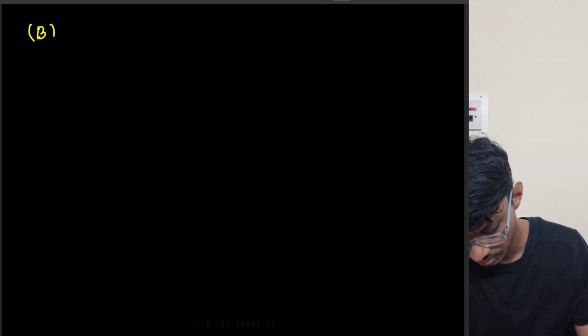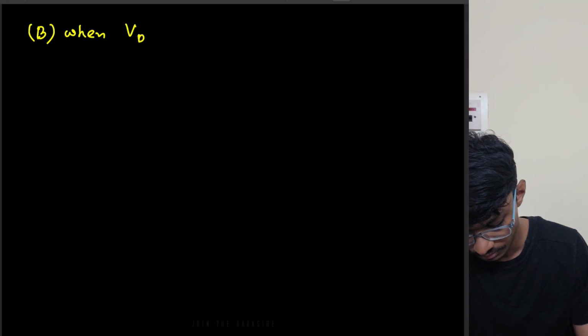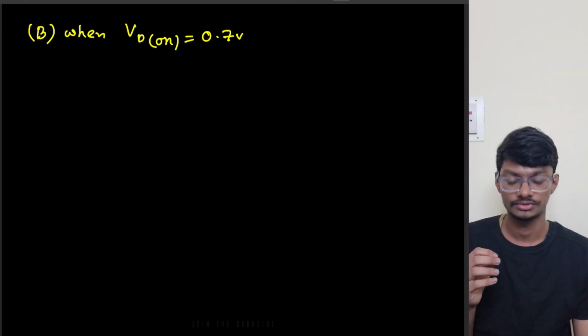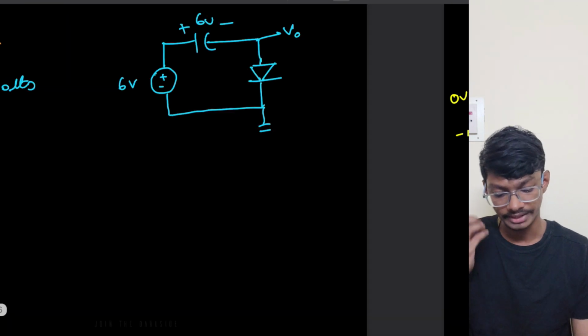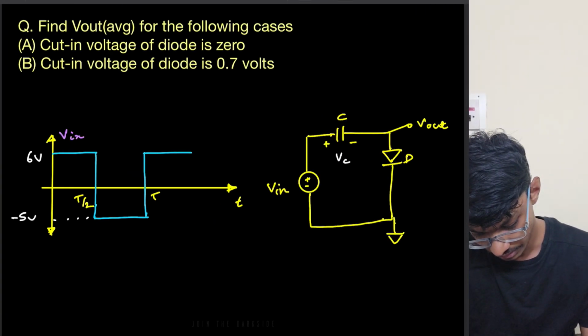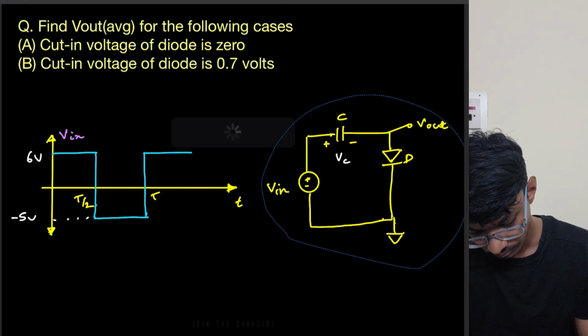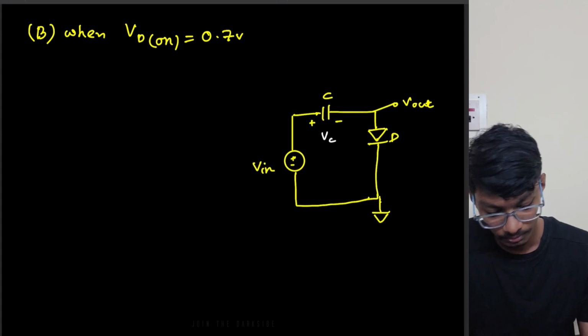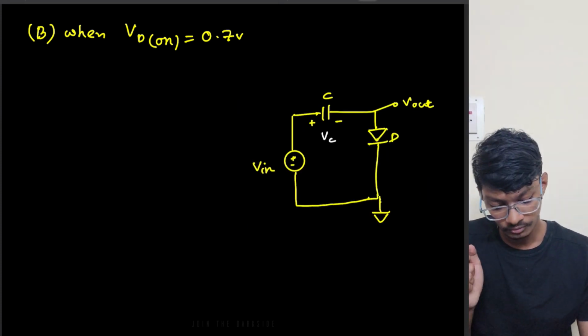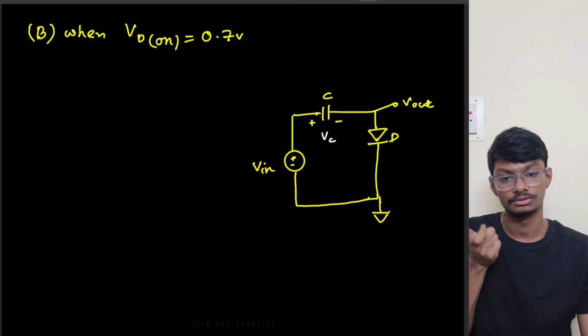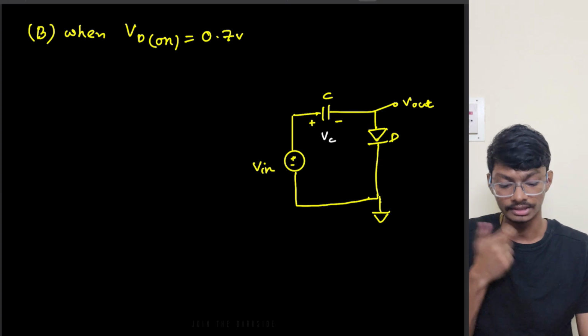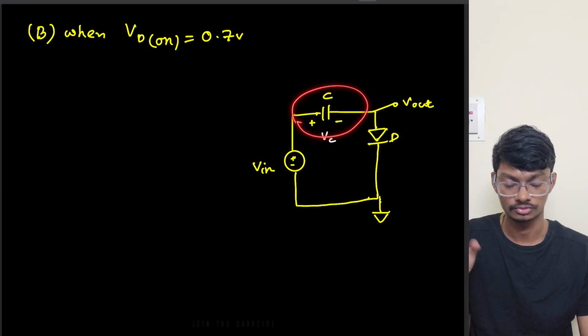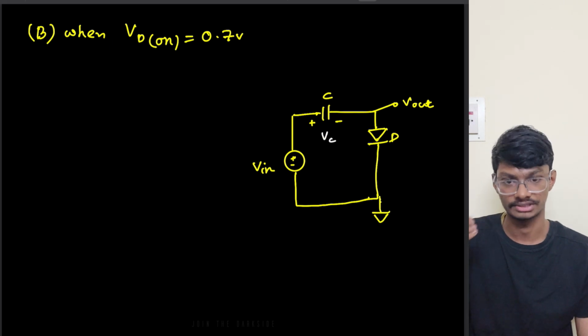Now let's go for the second case, when VD on equals 0.7 volts. What can we tell by intuition? Let me take the circuit here. By intuition, whatever this input source is charging, needs an extra 0.7 volts, and other than the 0.7 volts, the capacitor will get charged. So it will get charged by a lesser amount than before.